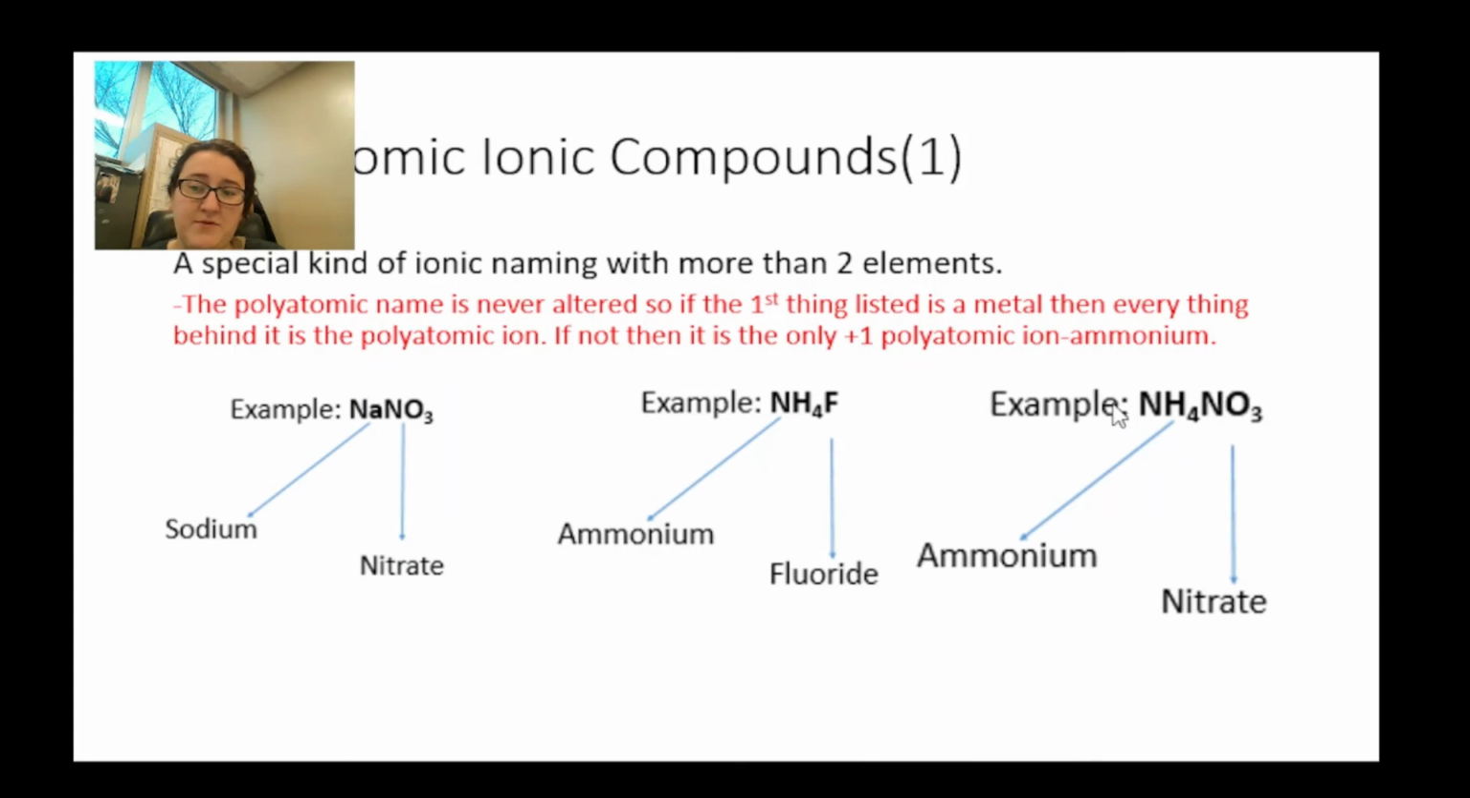The final example is NH4NO3. Here you've got ammonium. And then the second part, everything that comes after the NH4, tells us that it's another polyatomic because there's more than one element. And then we find out what that ion is. It's nitrate. Put the two together. Ammonium nitrate is the name of this compound.